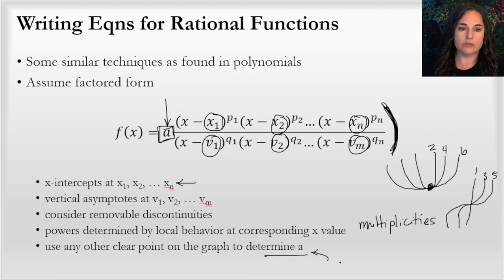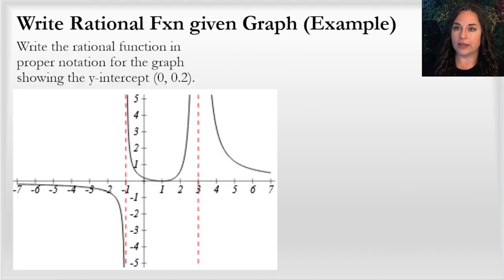A lot of times this might be a y-intercept. I think y-intercepts are easy to find as long as you have a y-intercept. Any clear point, don't guess on points. So I pulled up an example here in order to apply these concepts. And you can see in the problem statement, it says write the rational function in proper notation for the graph showing the y-intercept, and they give us the clear point. I'm not going to guess what that is. They give it to me very clearly.